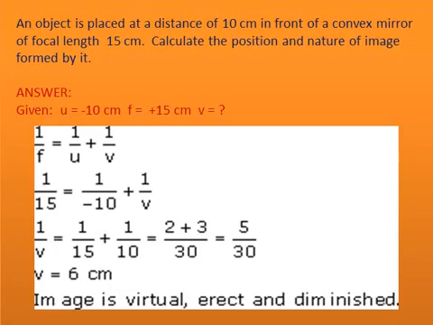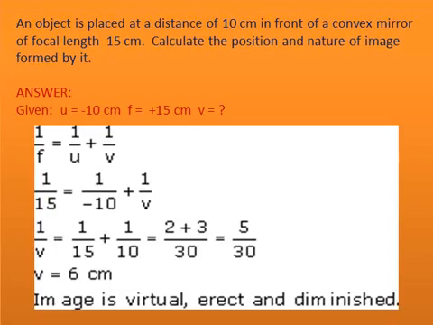So what is the mirror formula? First apply the mirror formula. 1 by F is equal to 1 by U plus 1 by V. And now enter all the values which are there above. So F as 15, U as minus 10, and the unknown as unknown itself, that is V.